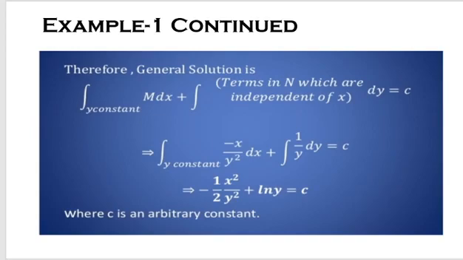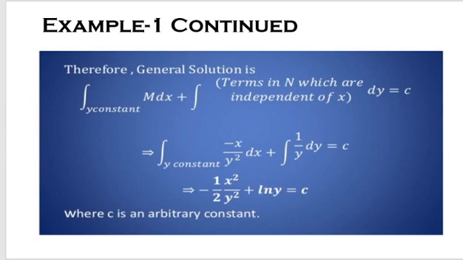So, using the general solution formula, integral of M dx where y is treated as constant plus integral of N dy, in this N you are writing only terms which are independent of x, is equal to c. You got integral of minus x by y square dx, y is treated as constant, plus integral of 1 by y dy is equal to c. And after integration, here y is treated as constant. Therefore, you are getting 1 by y square as the constant term out of the integral.